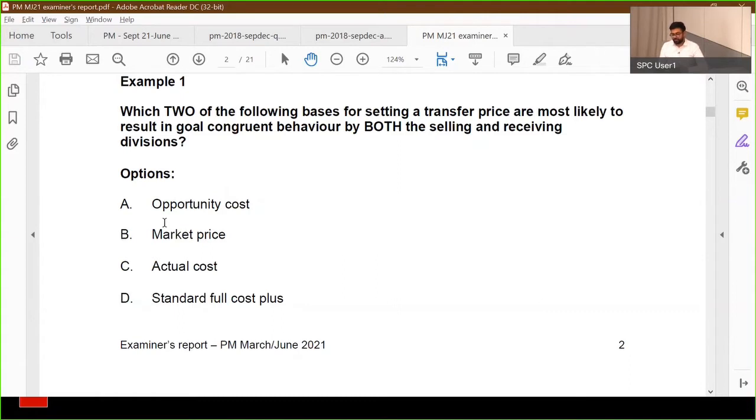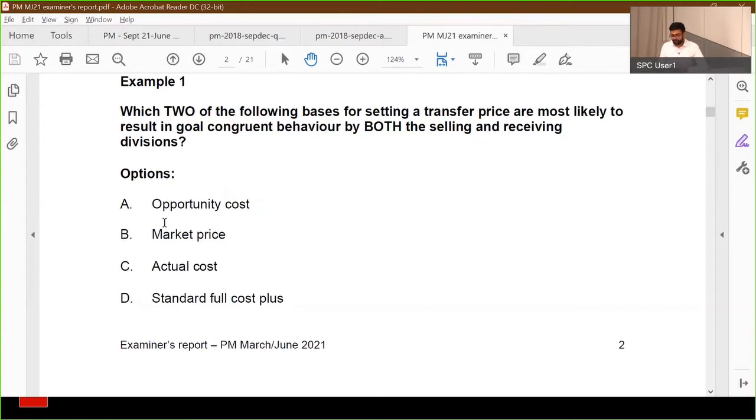Then we have the actual cost. This simply means that whatever cost has been incurred by the selling division to produce the product or to sell the service, the same cost will be charged by the selling division as a transfer price. And the last one we have is take the full cost and add some profit markup or margin to it.